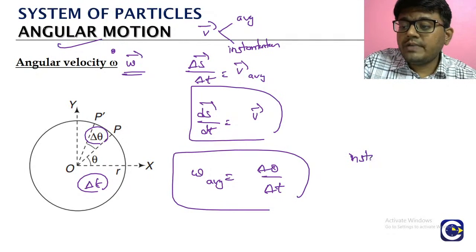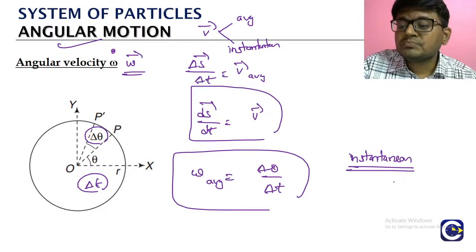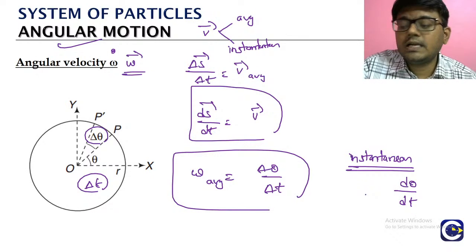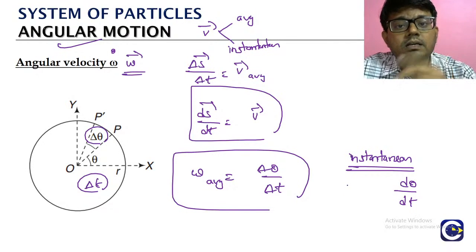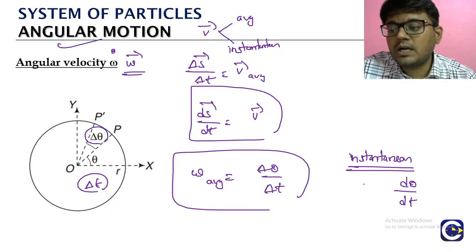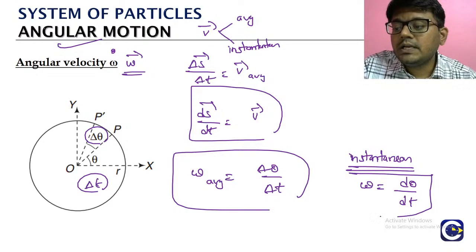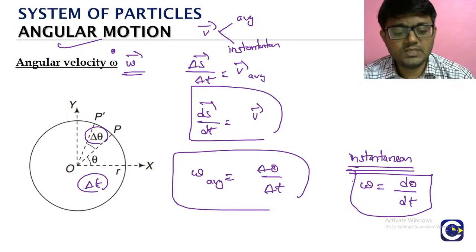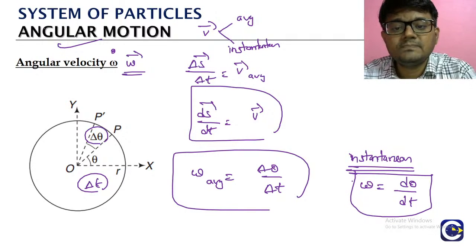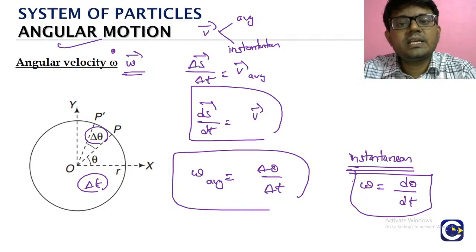Instantaneous, right? What is it going to be? We'll take a very small time interval dt. On the time interval dt, let us say the angular displacement is d theta, then omega will be equal to what? d theta by dt. From this we will be able to get the instantaneous angular velocity.